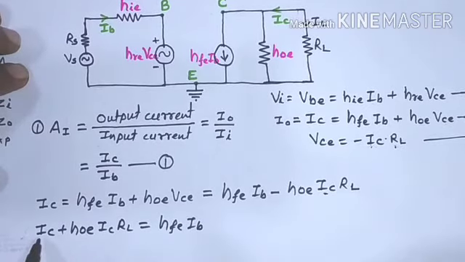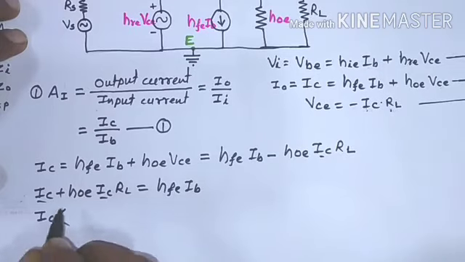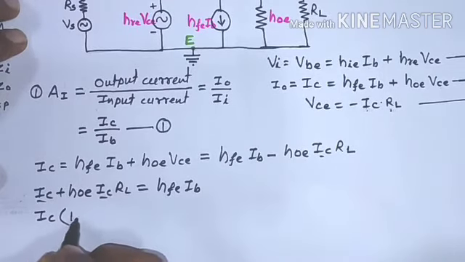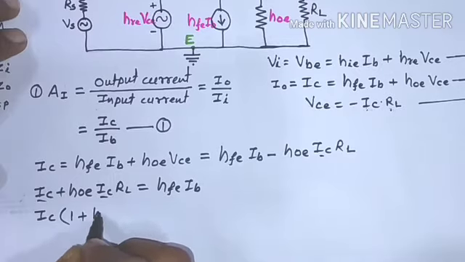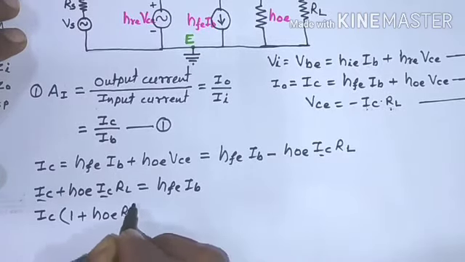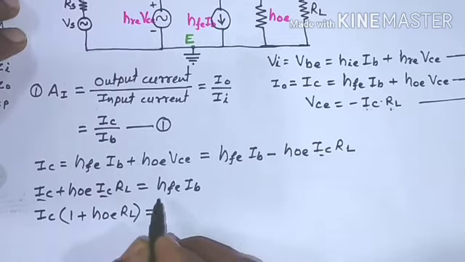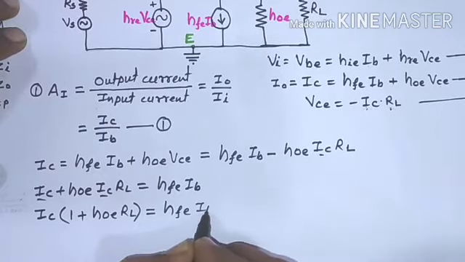Now from this side we can take IC as common. Here is IC, here is IC. So just taking this IC as common, in bracket here it remains 1 plus hoe into RL, and equals to right hand side, it is same as hfe into IB.